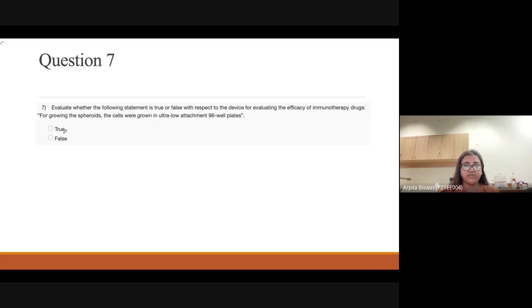Evaluate whether the following statement is true or false with respect to the device for evaluating the efficacy of the immunotherapy drugs. For growing the spheroids, the cells were grown in ultra low attachment 96 well plates. So is it true or false?